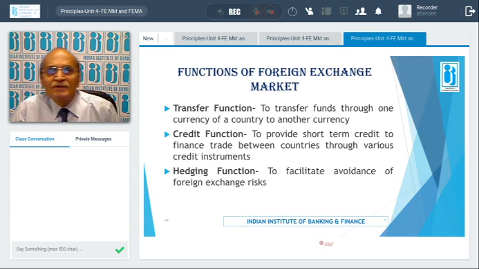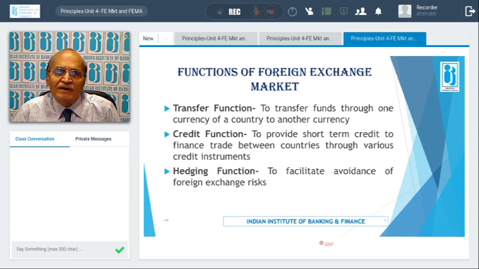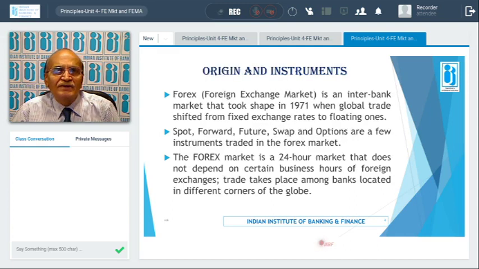So, what are the functions of foreign exchange market? The first function is transfer of funds from the currency of one country to the currency of another. The second function is credit function, whereby short-term credits to finance trade between countries through various credit instruments are permitted. The third function in a foreign exchange market is hedging function. This is to facilitate avoidance of foreign exchange risks.